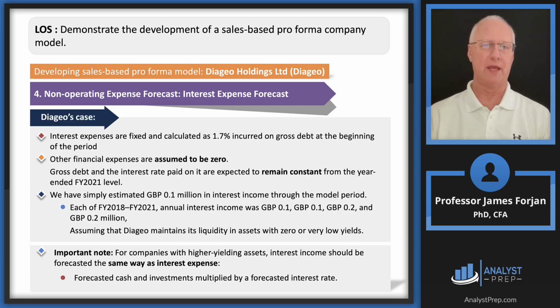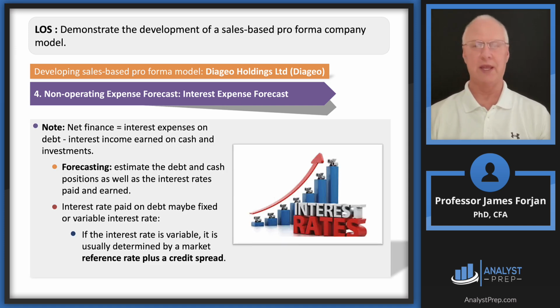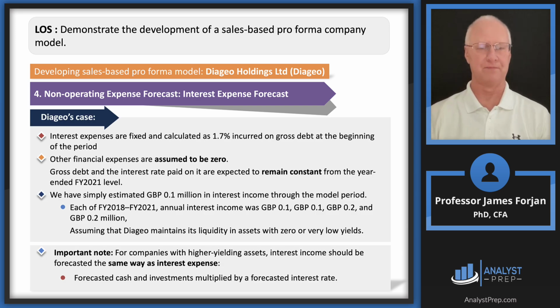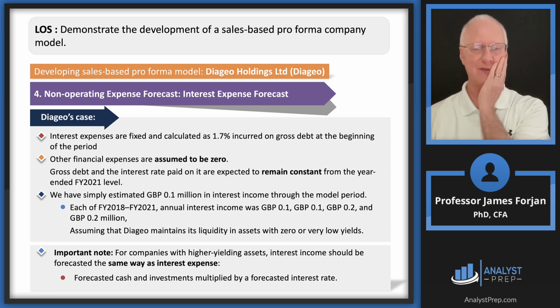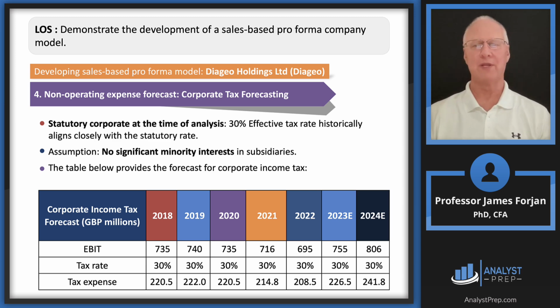How are we going to anticipate or forecast the interest expense? Well, this is not too terribly difficult. We're just going to go back and say, here's the amount of debt, and here's our investments. Multiply them by the appropriate interest rate, and you get whatever that number is down at the bottom. Oh, yeah, look at this sentence down here. For companies with higher yielding assets, interest income should be forecasted in the same way as interest expense. Okay, that makes sense. All right, how about corporate tax forecasting?